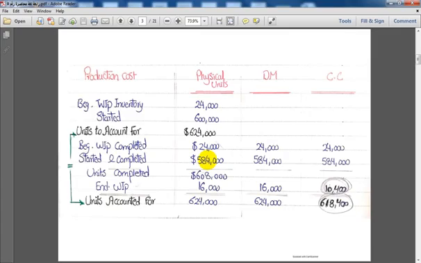The output: we have ending work in process equal 400,000. So the second element of output, which is finished goods, equal the total units to account for minus ending work in process. 1,600,000 minus 400,000. So finished goods equal 1,200,000.